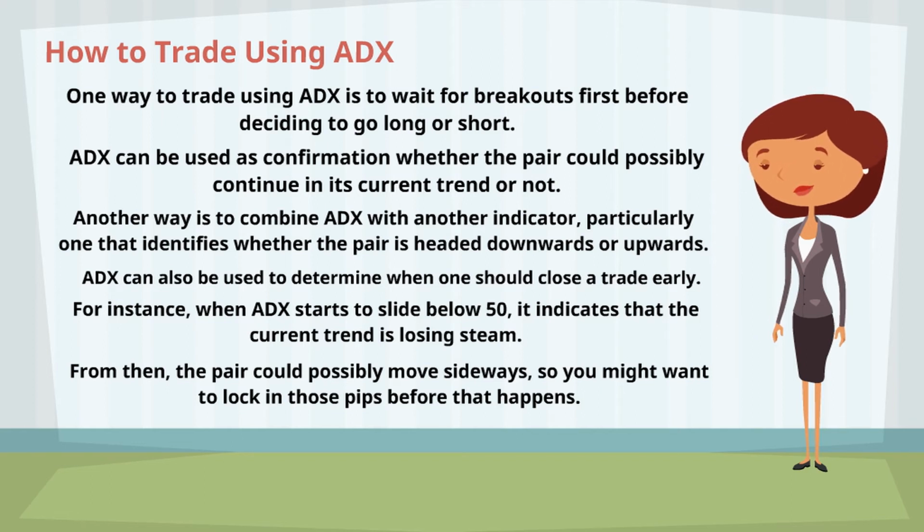For instance, when ADX starts to slide below 50, it indicates that the current trend is losing steam. From then, the pair could possibly move sideways, so you might want to lock in those pips before that happens.